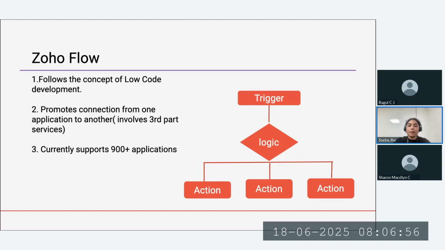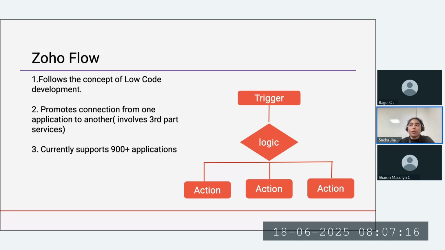So Zoho Flow promotes the connectivity of multiple apps, not just Zoho's ecosystem. Third-party applications can also be added here, and you can create automation to help achieve your business requirement. Currently in Zoho Flow, we support 900-plus applications.